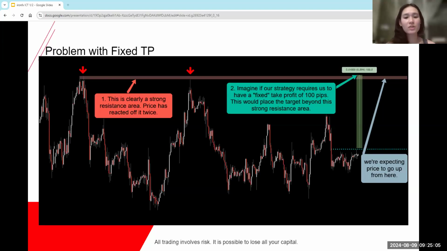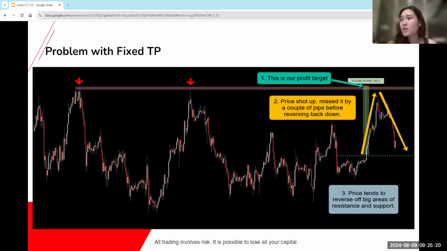Okay, so if our trading strategy requires us to have a fixed take profit of let's say 100 pips, right? We would place the target beyond the strong resistance area, right? So let's see how this plays out. So you can see price shot up, it missed our profit target by a few pips before reversing back down.